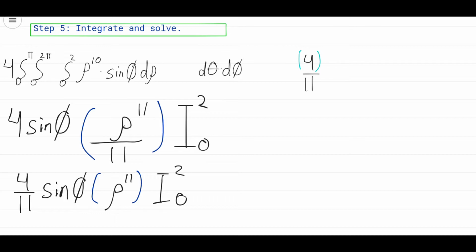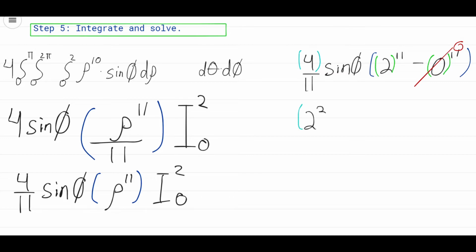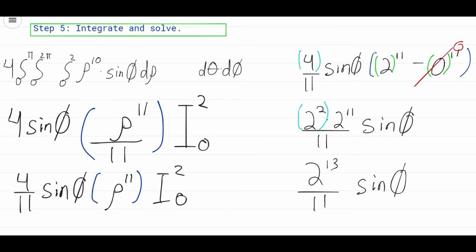And then from here, it's 4 over 11 sine phi times 2 to the 11th power minus 0 to the 11th power. And we know 0 to the 11th power zeroes out, but the 2 to the 11th power does not. And we can change the base of 4 because we know 4 is 2 squared. So we can have a common base. And it's times 2 to the 11th divided by 11 times sine phi. And we know 2 squared times 2 to the 11th is 2 to the 13th over 11 times sine phi. So now let's integrate with respect to theta.